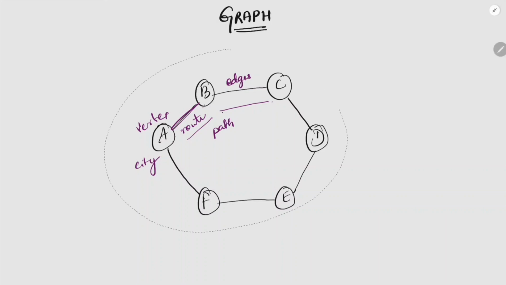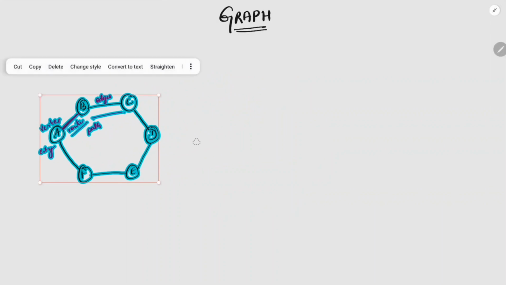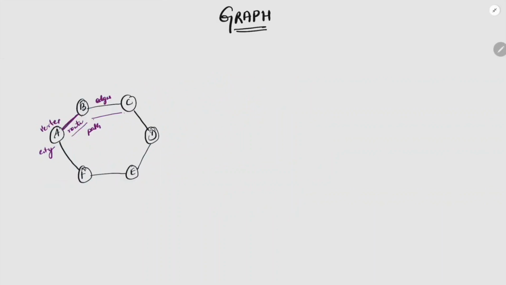And there are various types of graphs. Let's see a few of them. I'm just moving this over to the side. These types usually come in pairs. The first set of graphs that we are going to look at are cyclic and acyclic graphs.